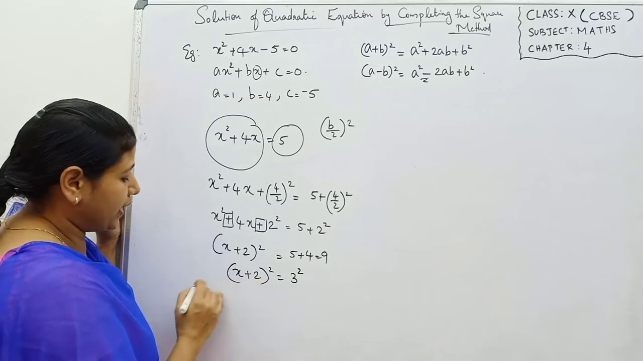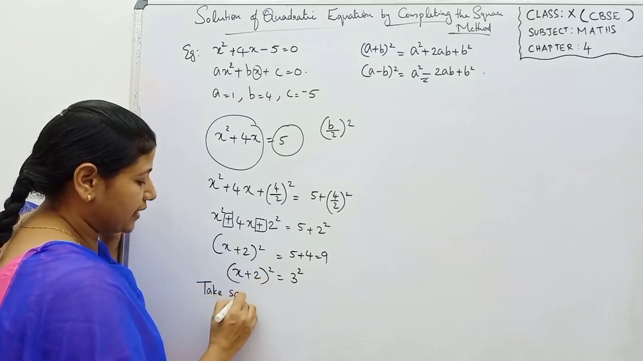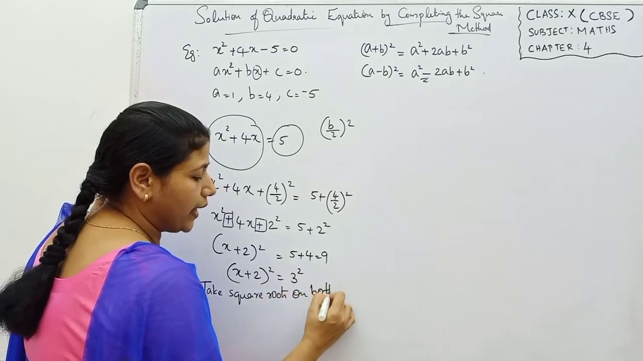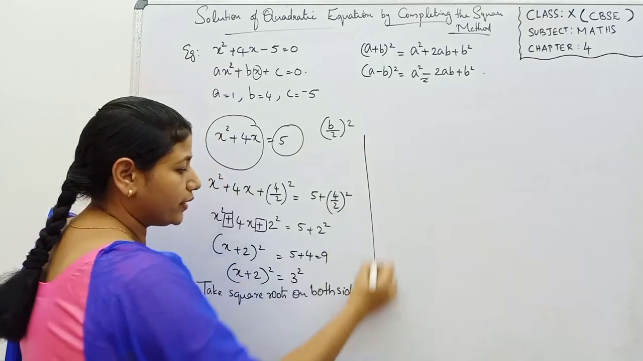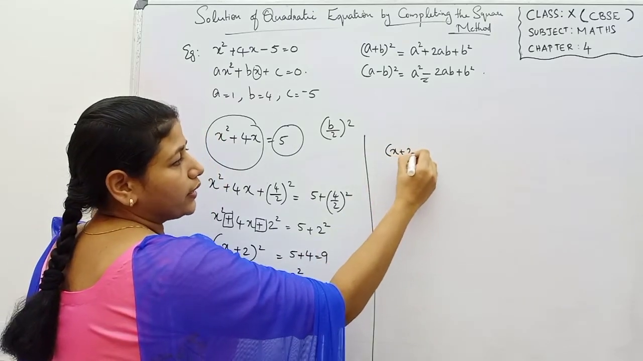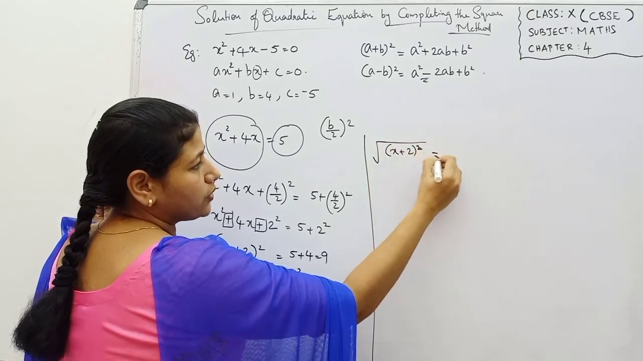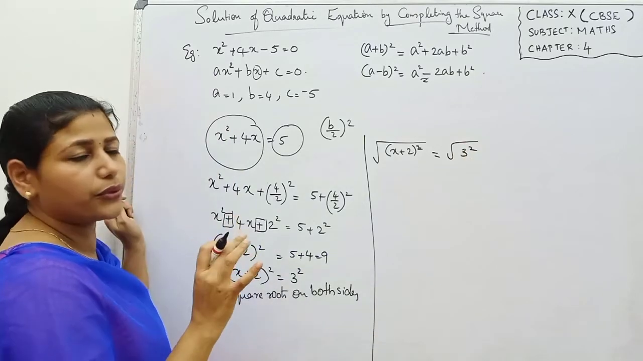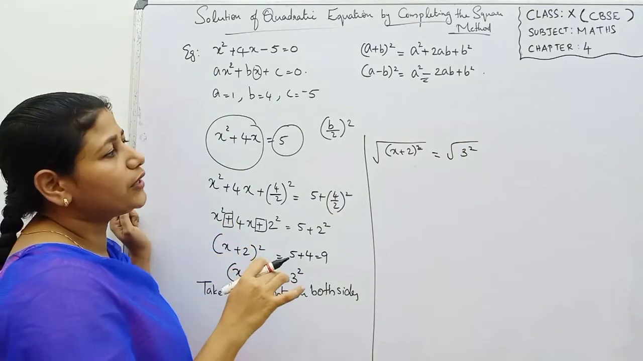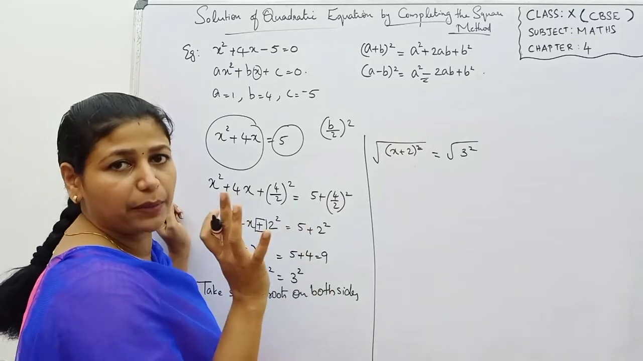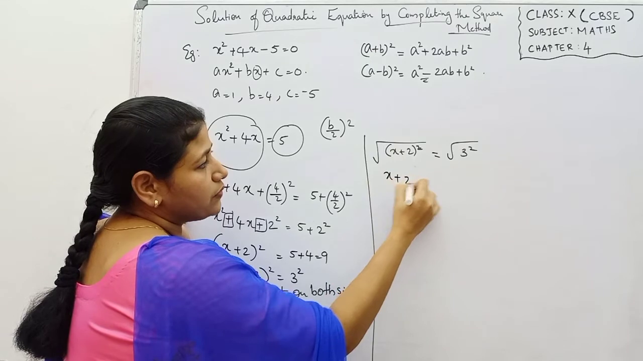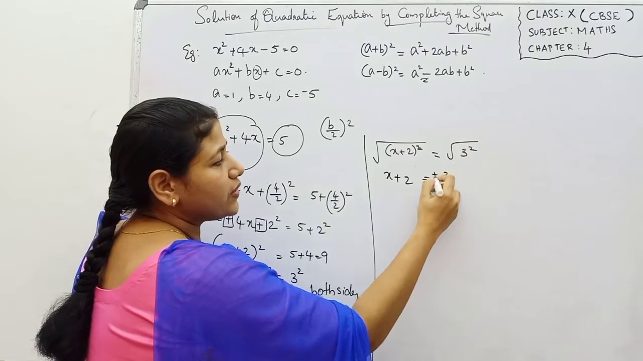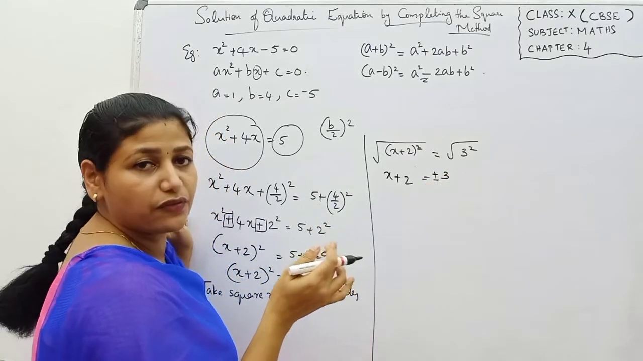Now what can we do? We can take square roots on both sides. You take the square root of x plus 2 whole square and the root of 3 square. We have already studied that square and square roots are opposite operations, so if both come together, we take that number only. So we take x plus 2, and here also 3, but we have to take plus or minus, since plus 3 and minus 3 both give 9 when squared.